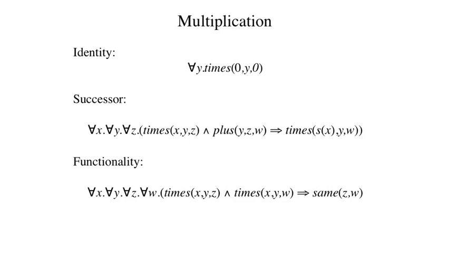The axiomatization of multiplication is analogous. Multiplying by 0 produces 0. If a number z is the product of x and y, and w is the sum of y and z, then w is the product of the successor of x and y. And once again, we have a functionality axiom. And that's all we need, just 3 axioms for same and 3 axioms for each of our arithmetic relations.